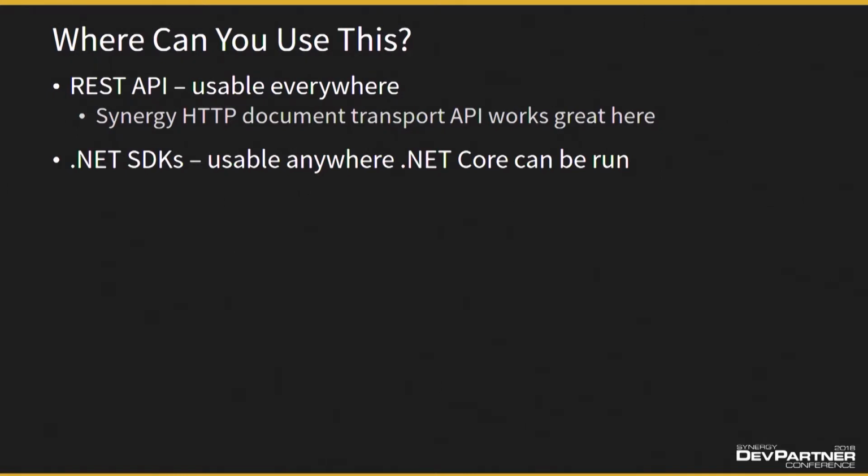Where can you use this? So all of this stuff is a REST API. And traditional Synergy has HTTPS API, and it works great with all REST APIs. So you can use that everywhere Synergy runs. There are also .NET SDKs, and those are usable anywhere .NET Core or .NET Framework will run. The .NET SDKs just give you strongly typed classes and methods that you can interact with for the various endpoints. So it just makes development easier.